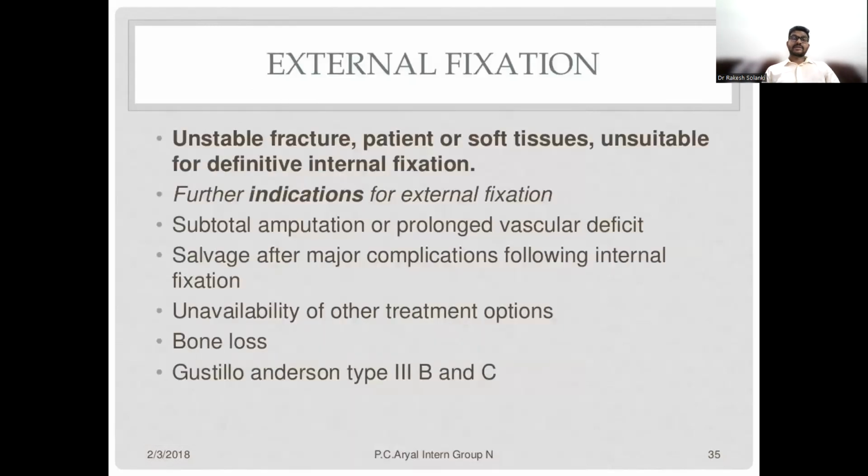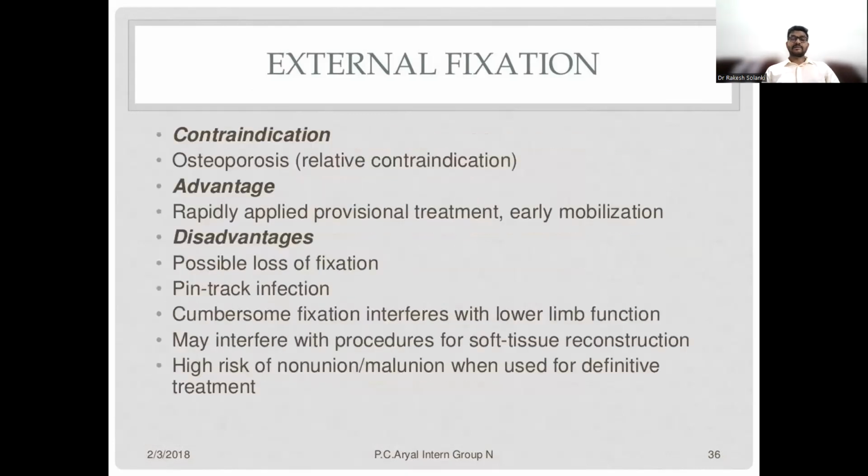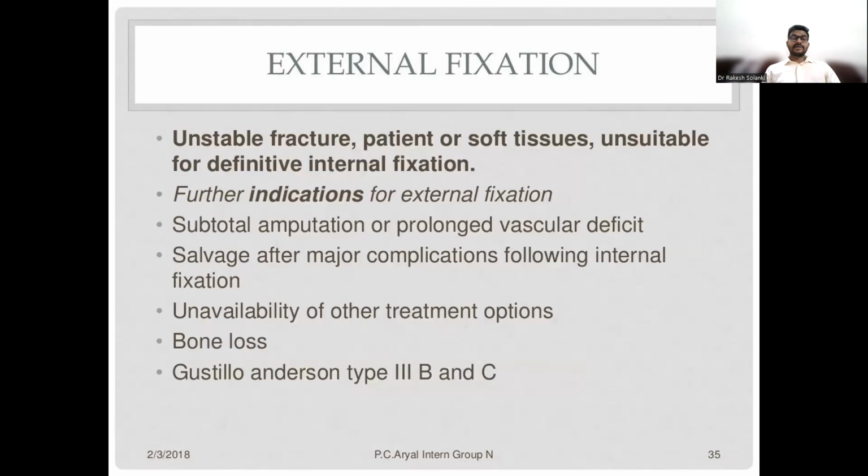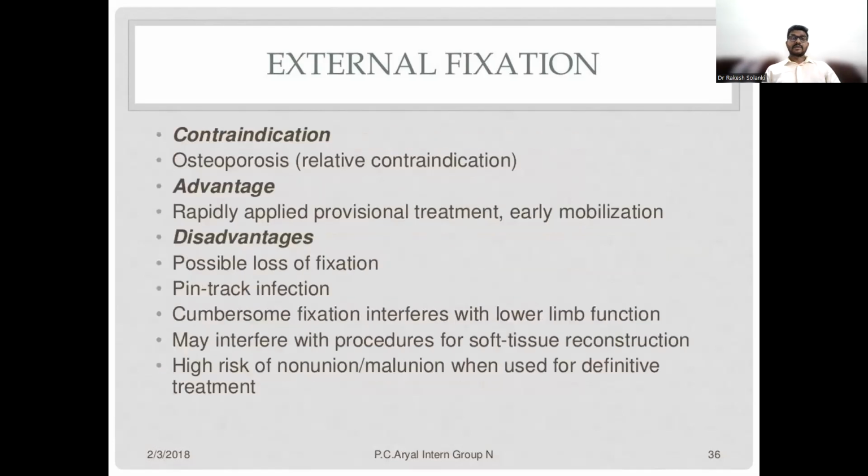When to use external fixation? The unstable fracture, patient or soft tissues unsuitable for definitive internal fixation, and further indications are subtotal amputation or prolonged vascular deficit, salvage after major complications following internal fixation, unavailability of other treatment options, bone loss, Gustilo-Anderson type 3A, 3B and C. The contraindication of external fixation is osteoporosis. It is a relative contraindication.